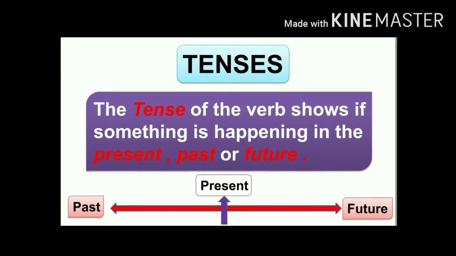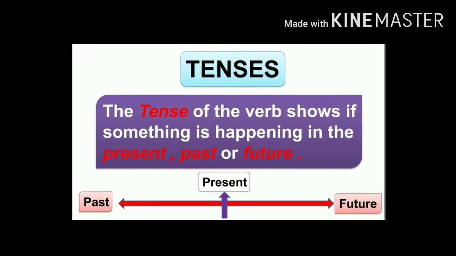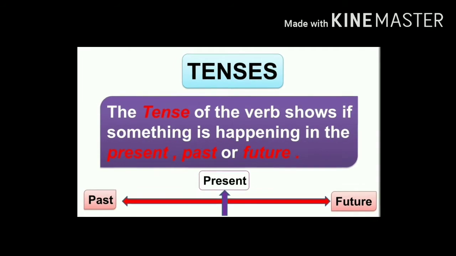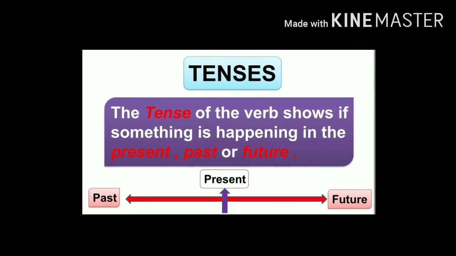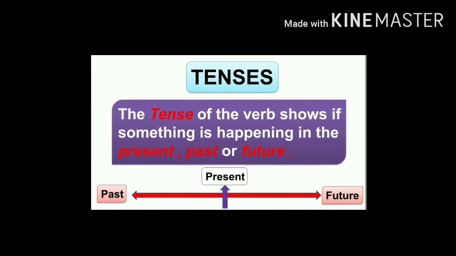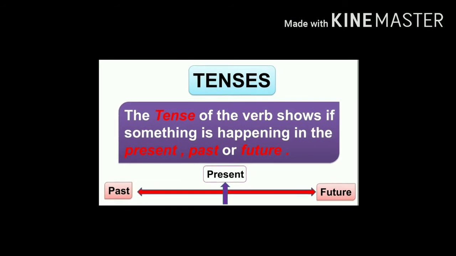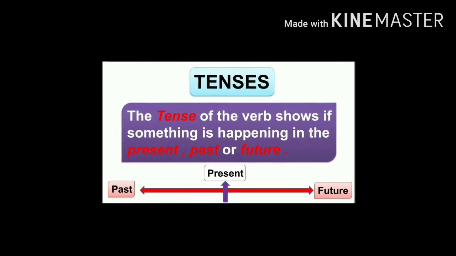Tense communicates an event's location in time. The different tenses are identified by their associated verb forms. In English, there are three main tenses: the past tense, the present tense, and the future tense.